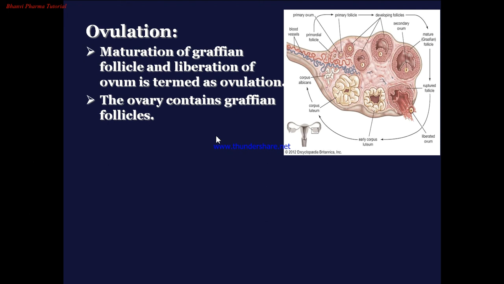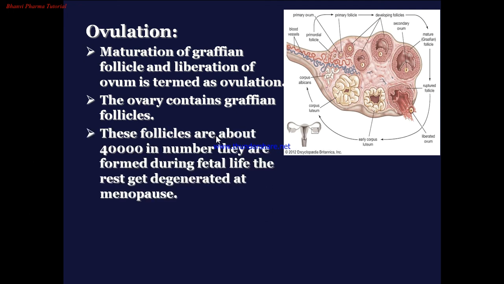Next, the ovary contains Graafian follicles. These follicles are about 40,000 in number. They are formed during the fetal life of the woman. The 40,000 follicles develop, and the rest degenerate at menopause.